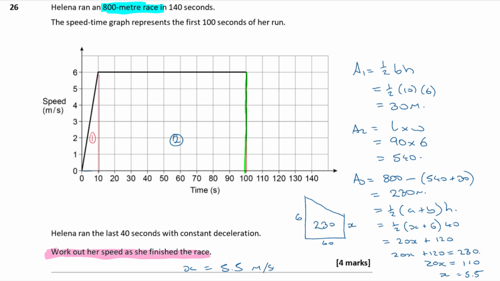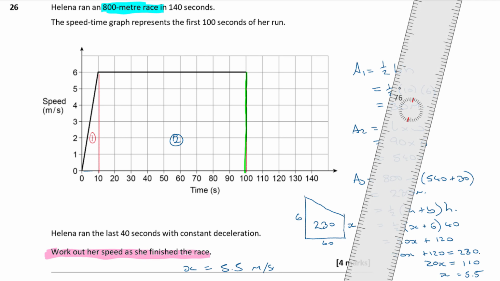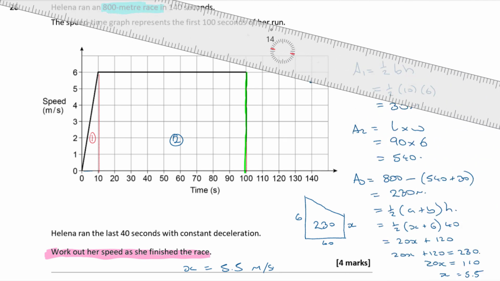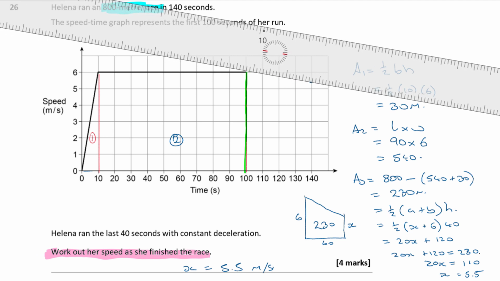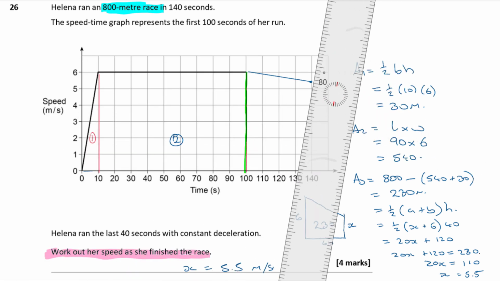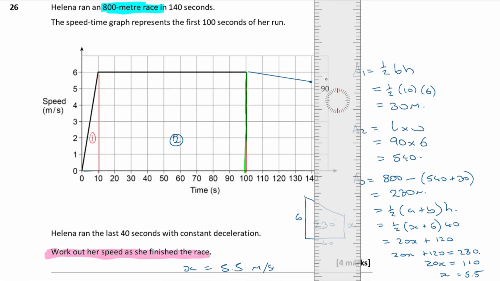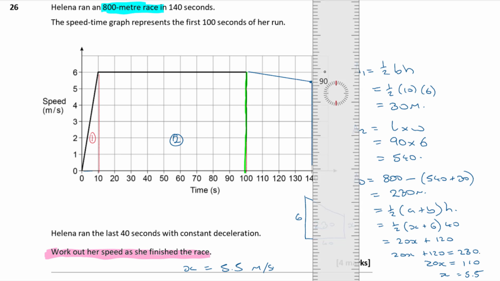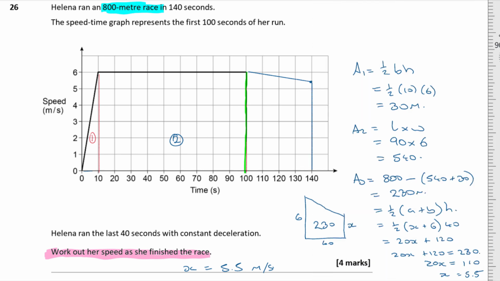So in order to finish off this trapezium, it's actually going to finish at that height, isn't it? It's going to be like she's just falling off a little bit in speed. You know, she's trying to win the race. She's just tiring a little bit, but she still wants to win. So she's not going to end at a crawl, is she? So it's going to end up looking like that with an area of 230 in there. So yes, 5.5 is the speed she finishes.